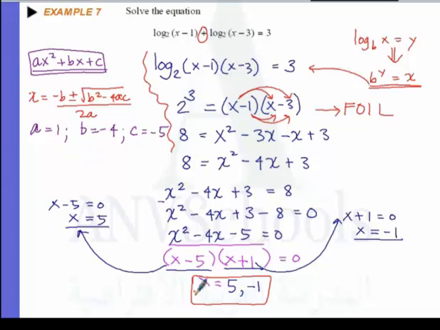But we are not finished with that. We need to check if the given values of x are true for the logarithmic equation given in here. So is it true? Are the values of x that we got true for this expression here? Now let us check.